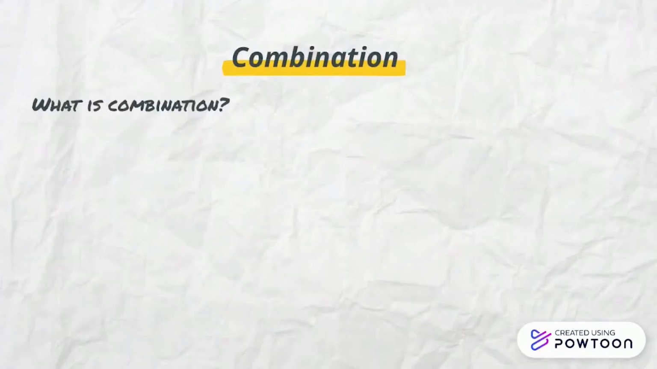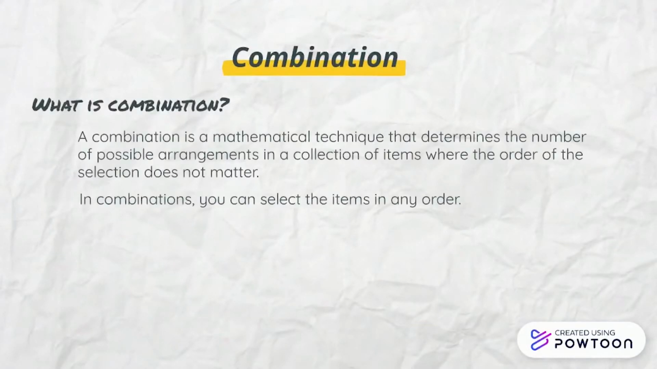Now let's take a look at combination. A combination is a mathematical technique that determines the number of possible arrangements in a collection of items when the order of the selection does not matter. In combinations, you can select the items in any order.